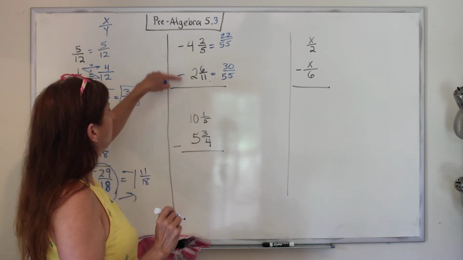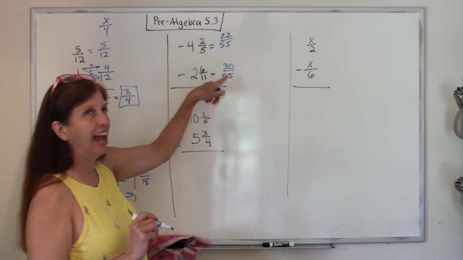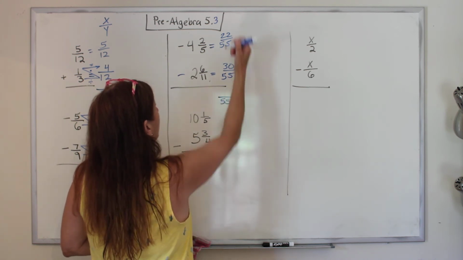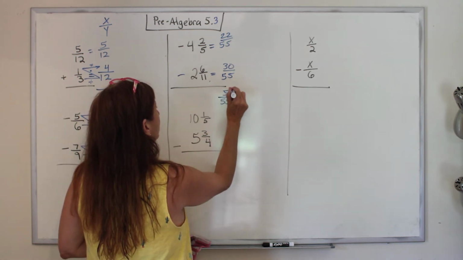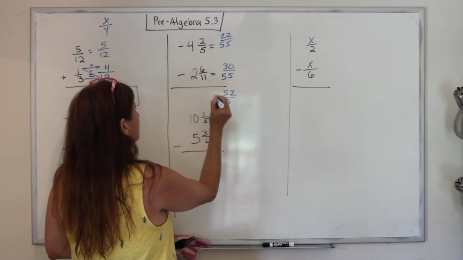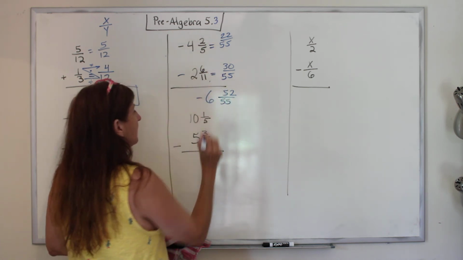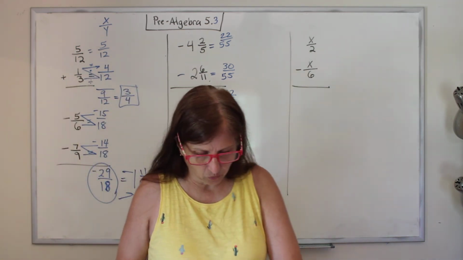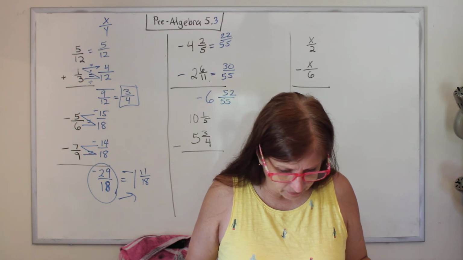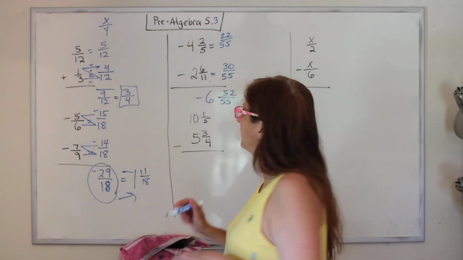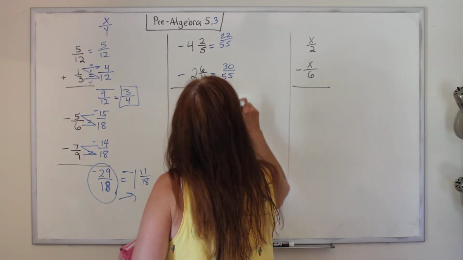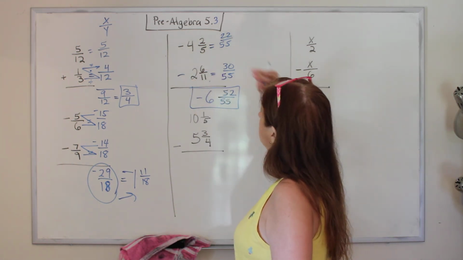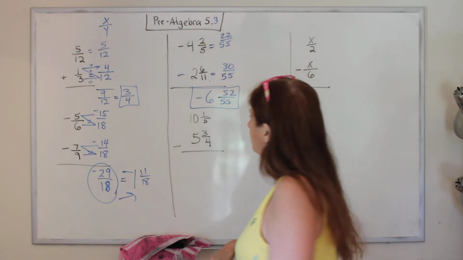So these are both negative, so I'm actually adding them together. So 55 on bottom, and 22 plus 30 is 52 on top. 4 plus 2 is 6. So that is the answer. I think that's a pretty good way to do it. Let's see if it can be reduced. Nope, that's the answer. I think that's the easiest way to do it. If you want to see the other way, it's in your book. They converted them both to improper fractions first.